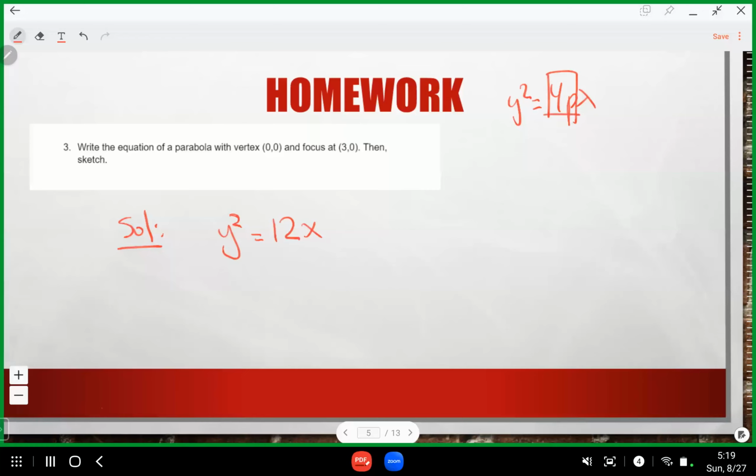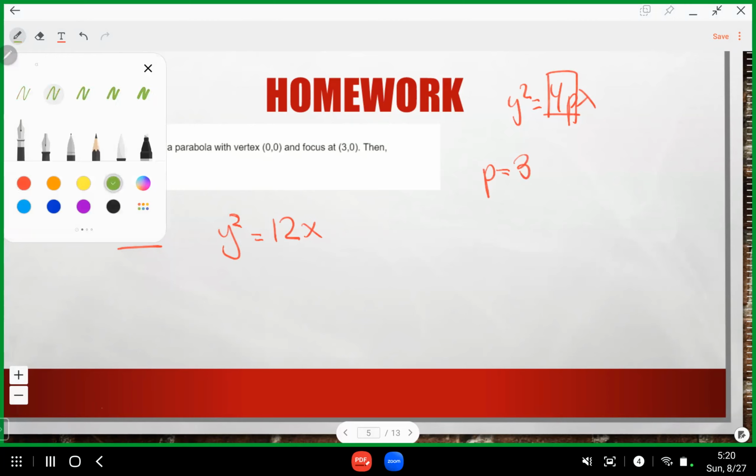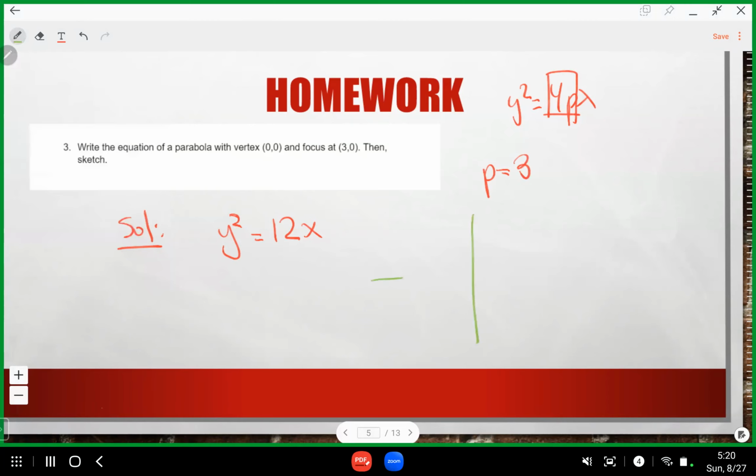First, you have to find p. Whenever you find p, you can find the equation, because p is the distance from the vertex to the focus and the vertex to the directrix. That's obviously 3. You put it into the equation, then you have this equation. So if we graph, you're right, it does open to the right.